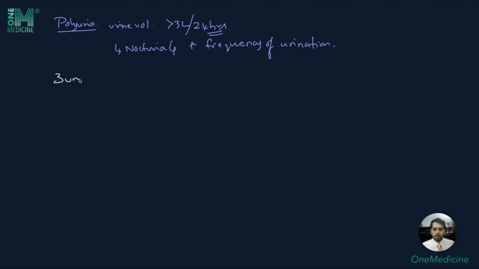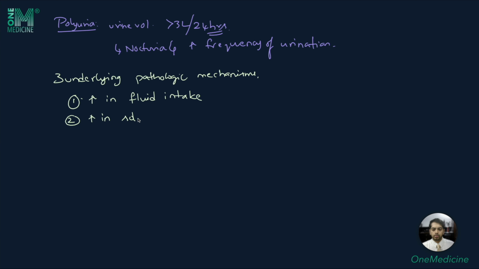Next condition is polyuria. Urine volume of more than 3 liters per 24 hours is considered as polyuria. Patients of polyuria also have nocturia and increased frequency of urination. There are three underlying pathologic mechanisms for polyuria. The first one is increase in fluid intake. The second one is increase in solute load, such as hyperglycemia.